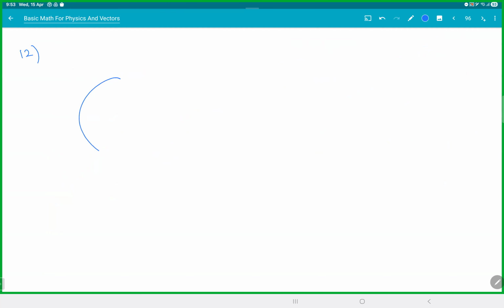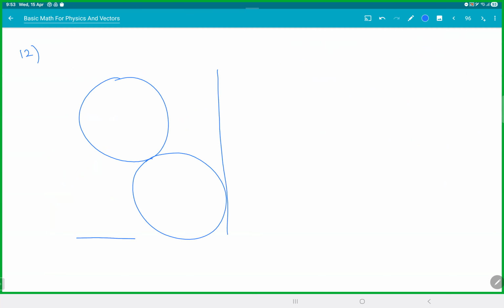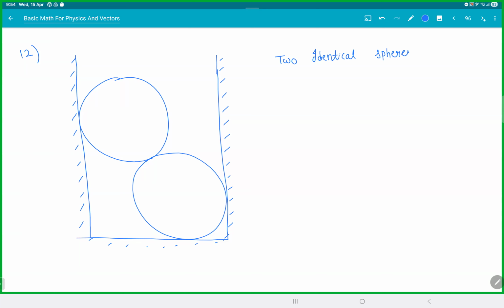This time, let's say we have two identical spheres. So we have two balls here. Both of them got stuck between two walls like this. Right? Two identical spheres of mass m and radius r.